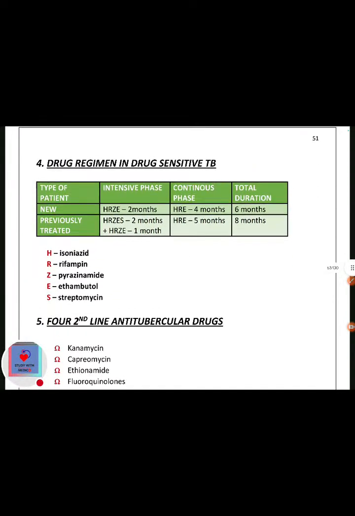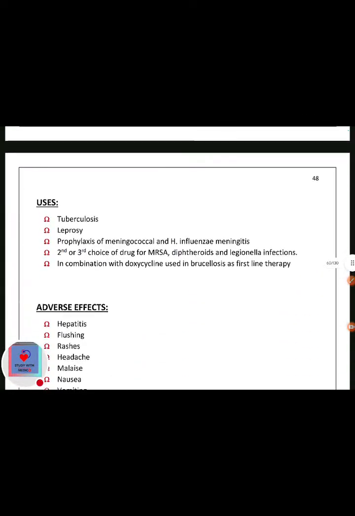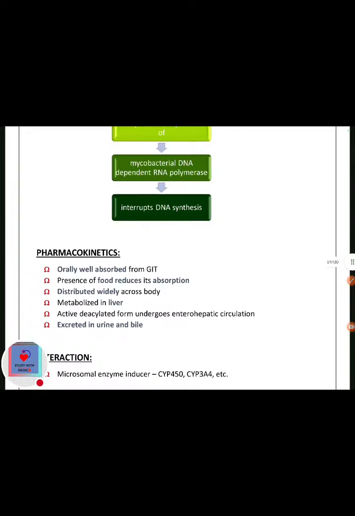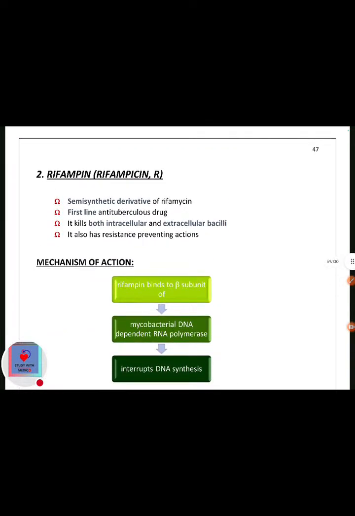Key points. PZA is a prodrug that requires conversion to its active form, POA. The acidic environment within TB granulomas favors this conversion. POA interferes with fatty acid synthesis in the bacterial cell. Other potential mechanisms of action, such as inhibition of energy production and protein synthesis, are also being investigated.